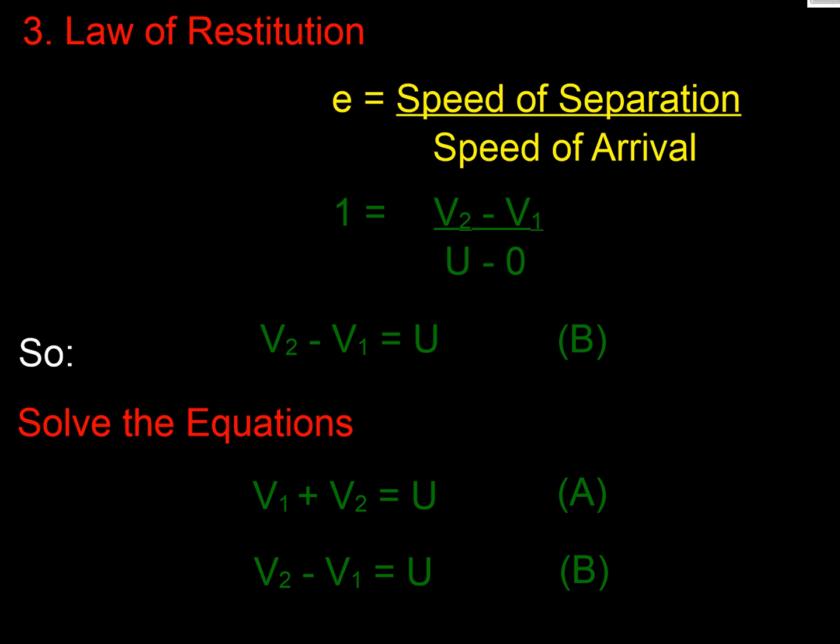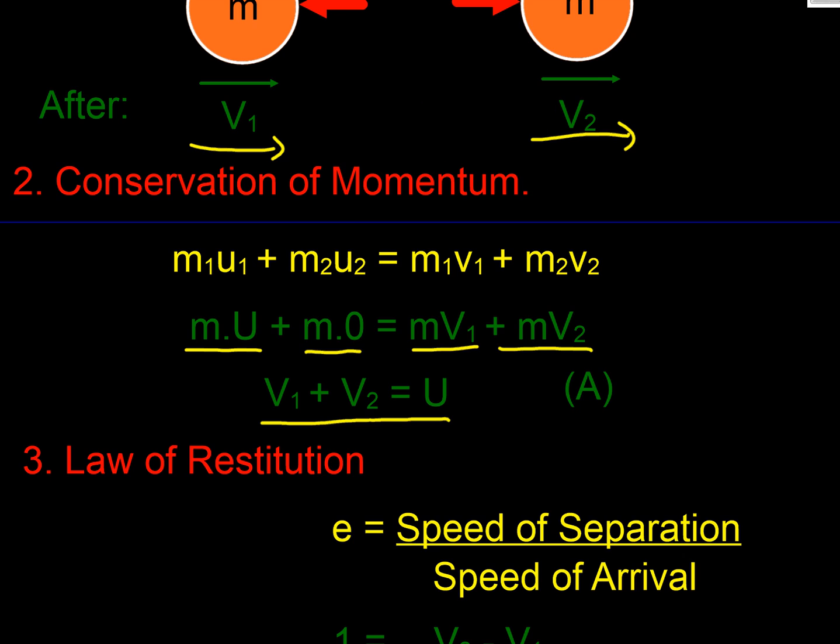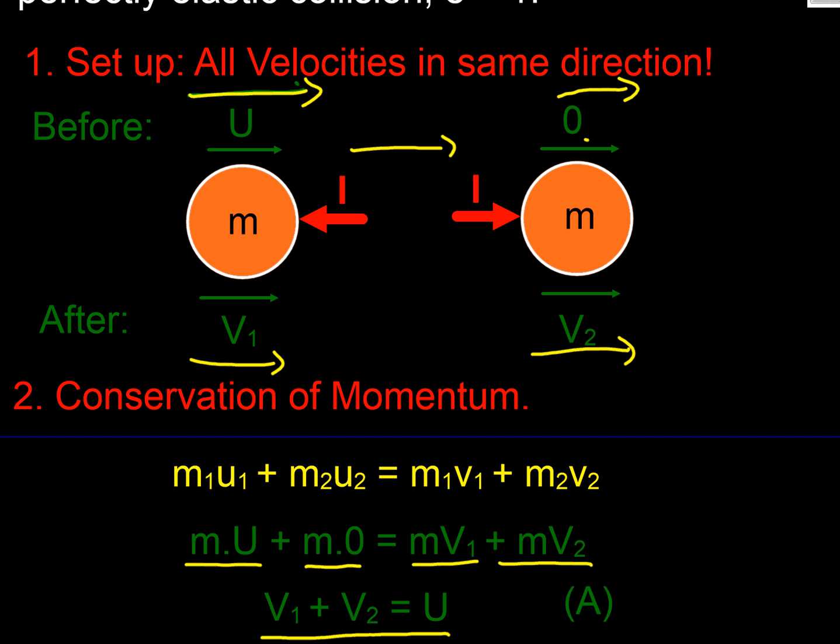So what I need to calculate is my speed of separation and my speed of arrival. So let's have a quick look at our board. Well, this speed of arrival is pretty straightforward, isn't it? This one's traveling at u, and the right hand one's traveling at no speed at all. So my speed of arrival is u minus 0, isn't it? Which is going to be u.